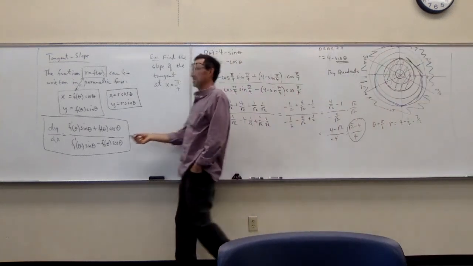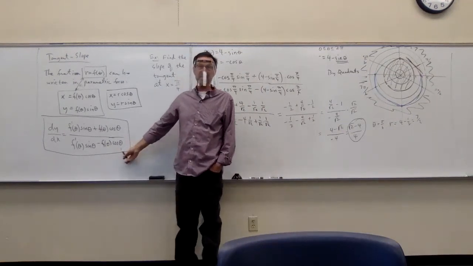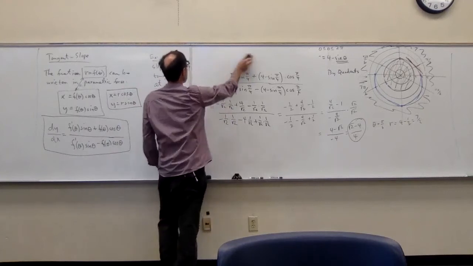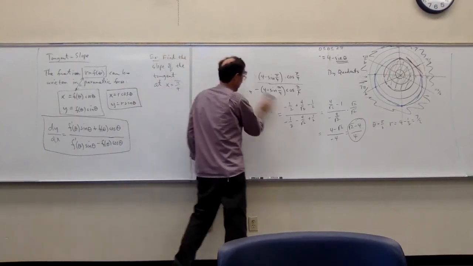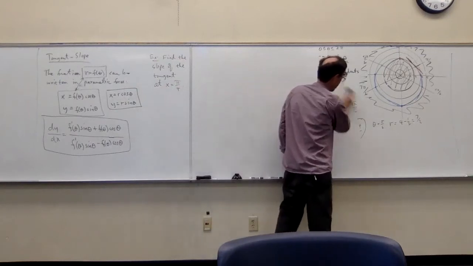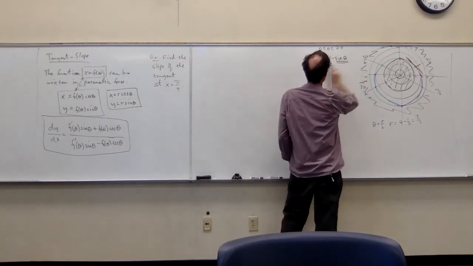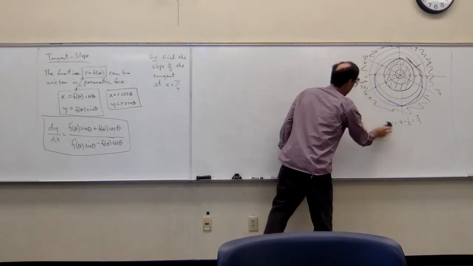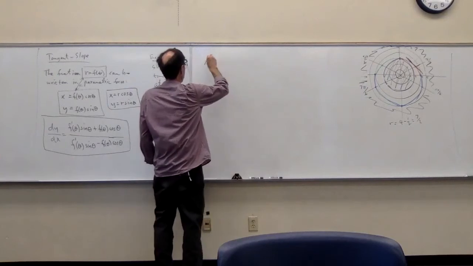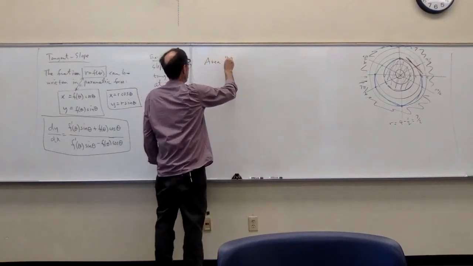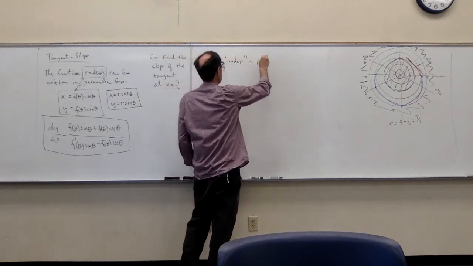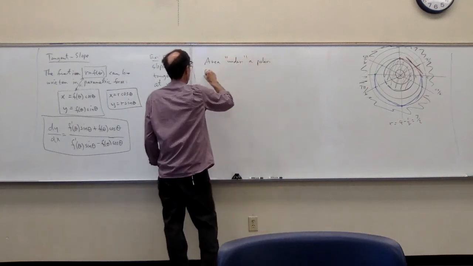So the slope of the tangent to a polar curve, there's our formula right there. All right, second application, interpretation of calculus in polar coordinates. Again, we'll use that curve, it's on the board. But first, let's develop it, and that is area. I'm going to put "under" in quotes. Polar function. I'll show you what I mean.